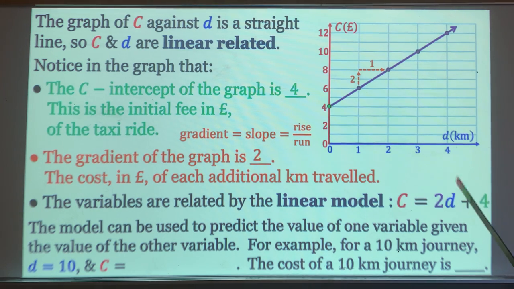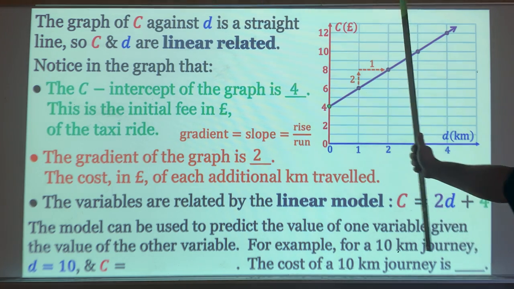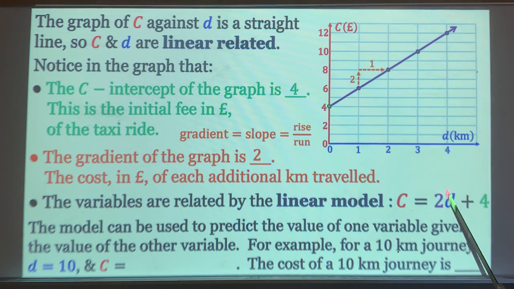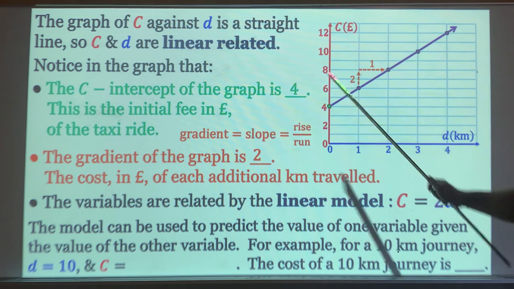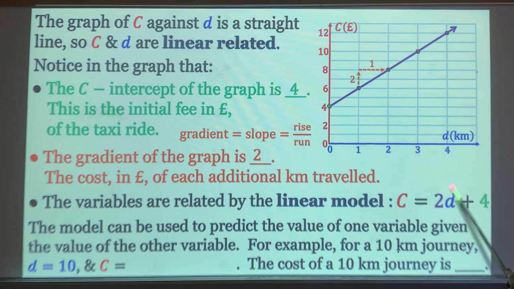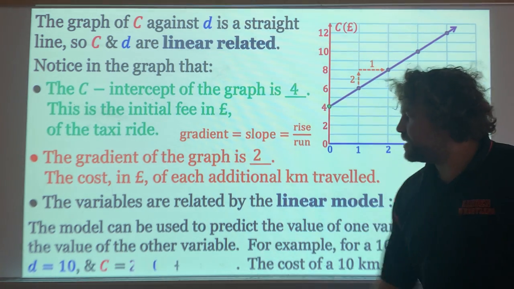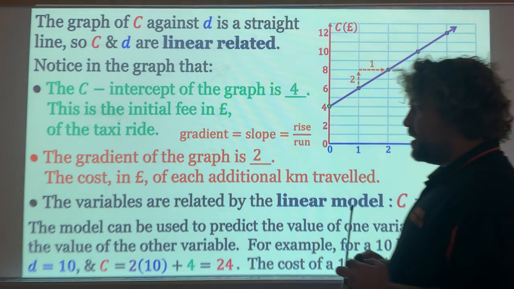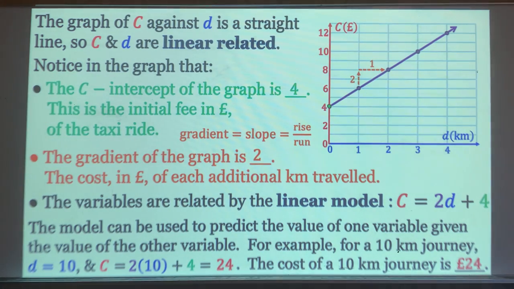So we can create an equation. y equals mx plus b: your dependent variable equals your gradient, or your slope, times the independent variable, plus your intercept, b. So I can plug in D, which is 10: y equals 2 times 10 plus 4, which equals 24. The cost of the 10-kilometer journey is 24 pounds. All right? Good?